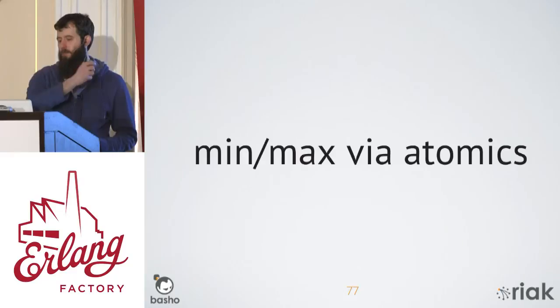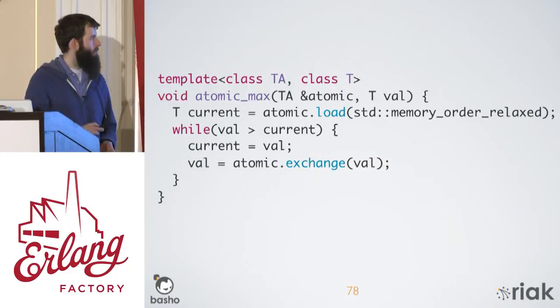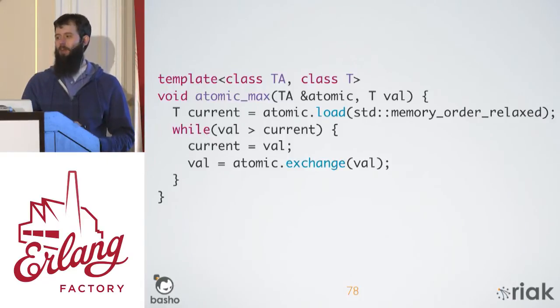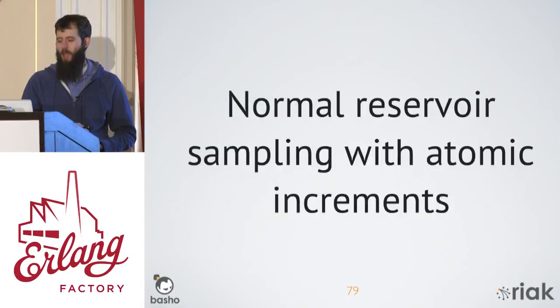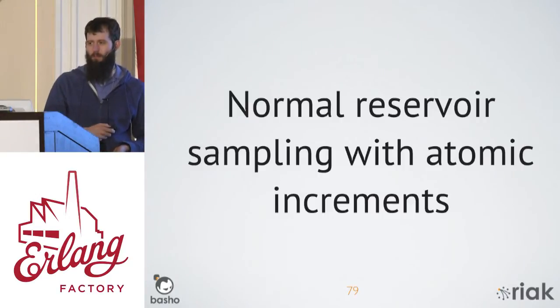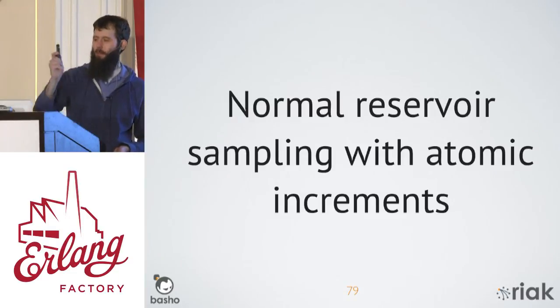So let's write a NIF. You can use min and max via atomics. There's an atomic max. You can also do an atomic min, but it's basically a while loop around an exchange. And we still do normal reservoir sampling. So these are non-partitioned, still shared central reservoir sampling. The difference here is it's in C, and we can use a single atomic increment to figure out where you are. That's really the only thing that's actually shared: the increment.